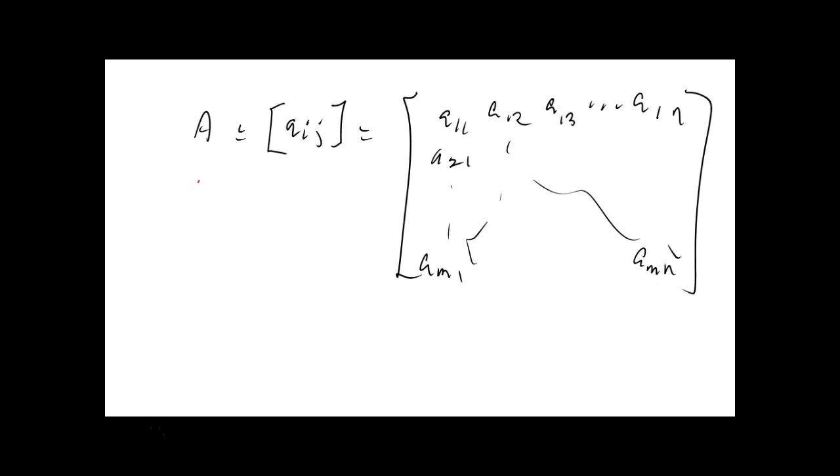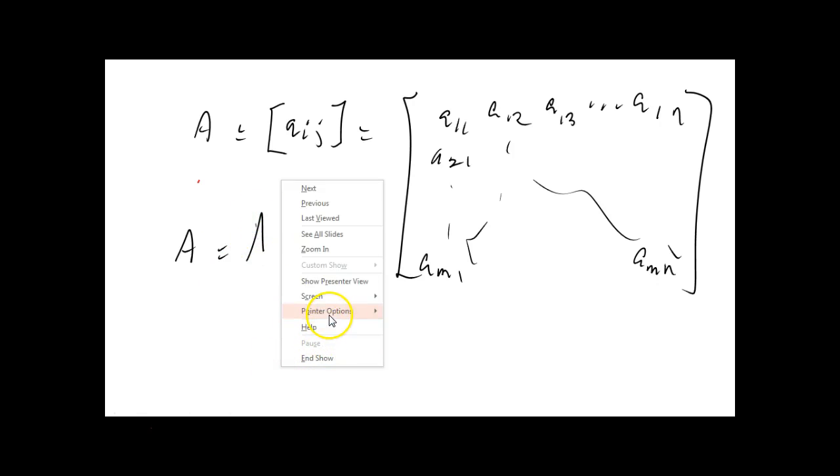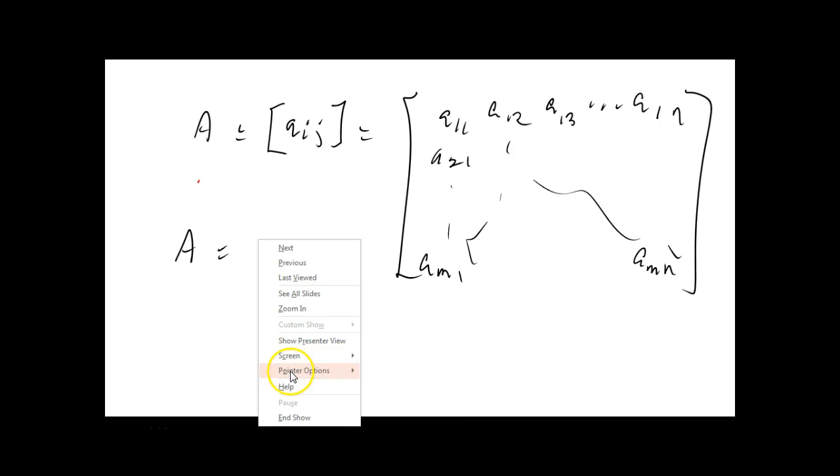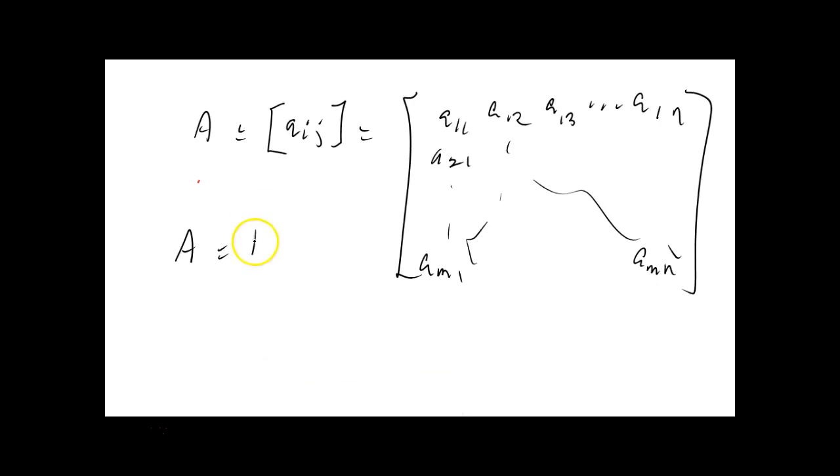Okay, now, this is pretty obvious, I hope. What do we mean that two matrices are equal? Matrix A is equal to matrix B. If those two are equal, what that says is the element Aij here has to be the same as every element Bij here.